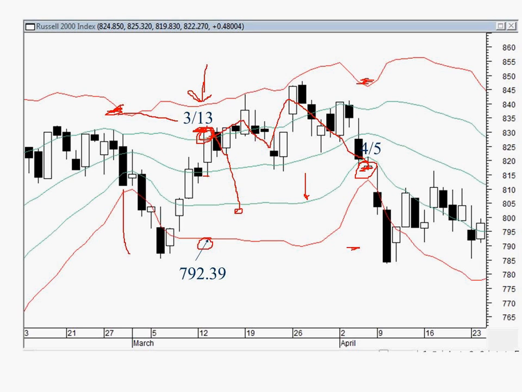Okay, let's see. Could you use the method to day trade options intraday? TJ, day trading options intraday?